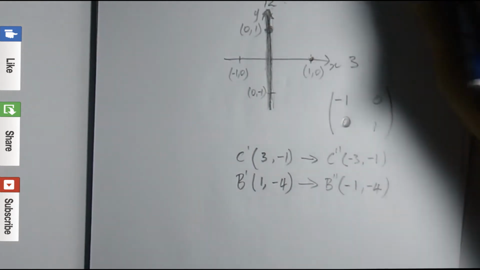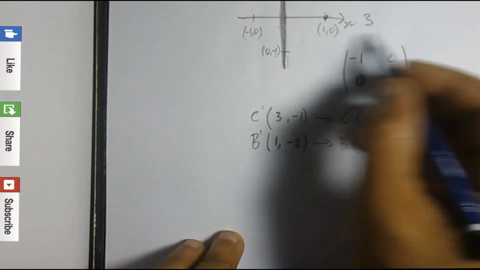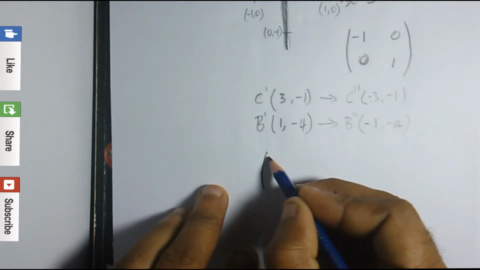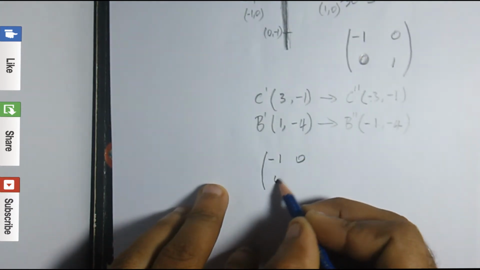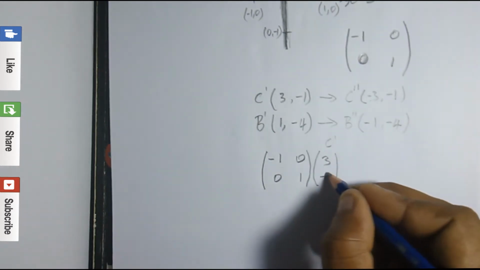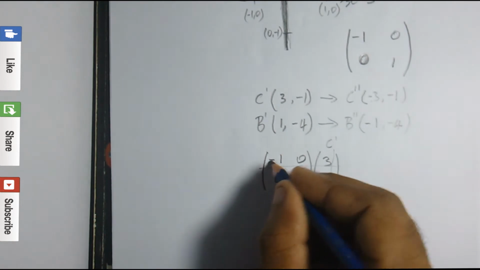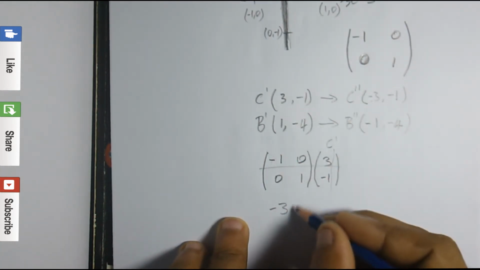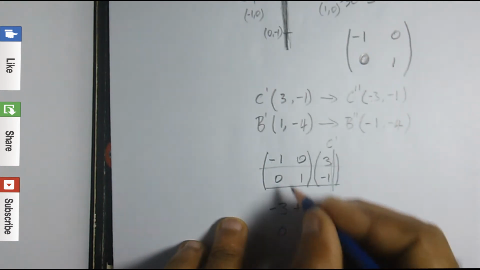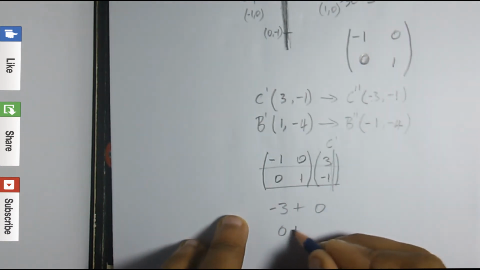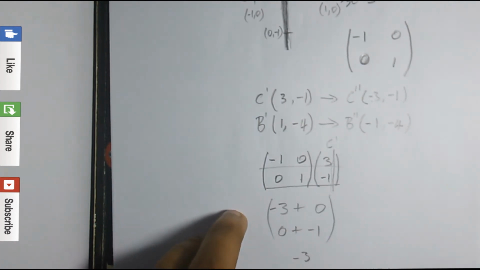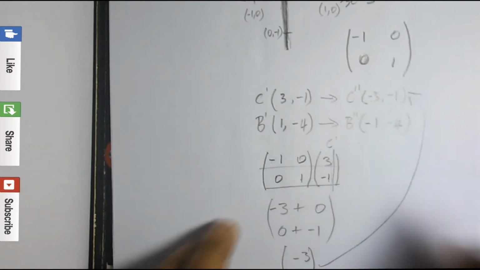Okay, so let's test this y-axis reflection matrix. When we multiply the matrix times C prime, we should get C double prime. So the 2 by 2 matrix that represents the y-axis reflection, we're going to multiply it by C prime to see if we get the image point of C double prime. First row, first column: -1 times 3 is -3, plus 0 times -1 is 0. Then second row, first column: 0 times 3 is 0, then 1 times -1 is -1. So we'll add these. -3 plus 0 is -3. 0 plus -1 is -1. So as you can see, it matches up.